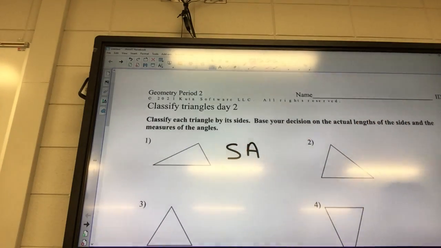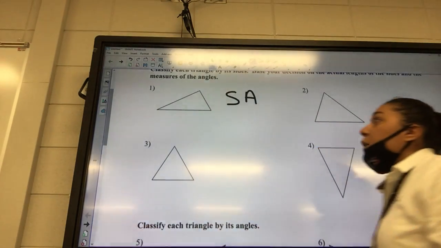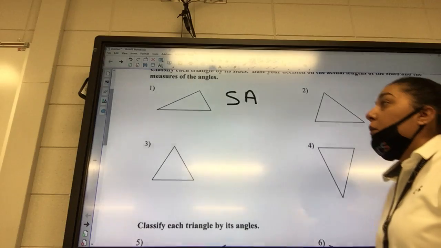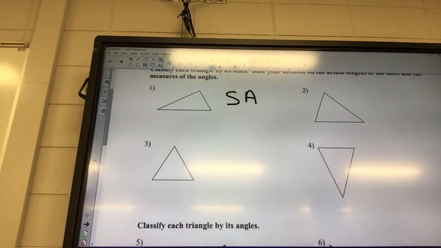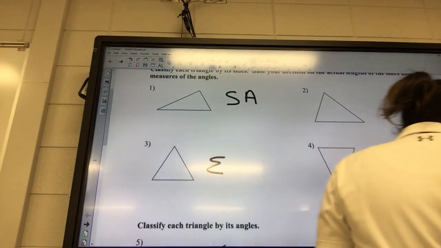It does not matter if you say SA or AS, they're both the same. Number 3. Does it look like an equilateral, isosceles, or scalene? I forgot which one's which. That's fine. A scalene has all 3 different lengths, an isosceles has 2 of the same, and an equilateral has 3 of the same. This one, I just know from the answer key, is an equilateral.